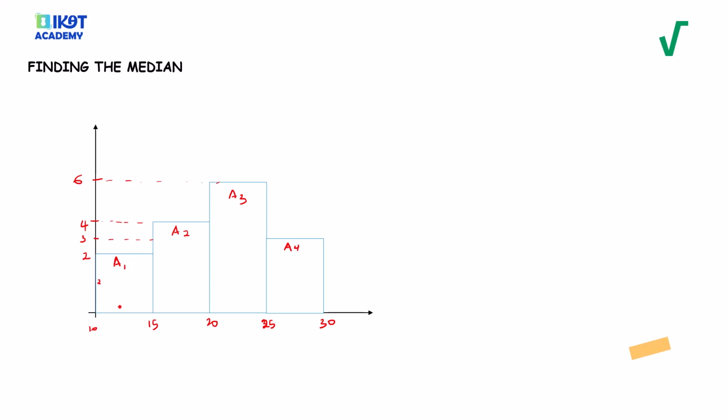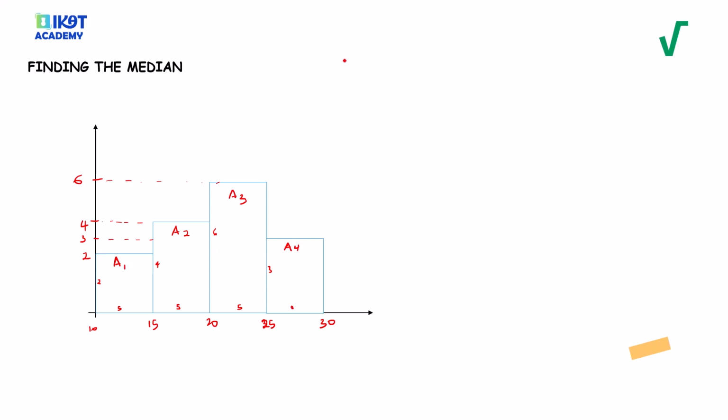15 minus 10, this is 5. When you come to this longer one, this is 4 and this is 5 still. When you come to this one, this is 5 and this longer one is 6. When you come here, this is 3 and this one is 5 still.